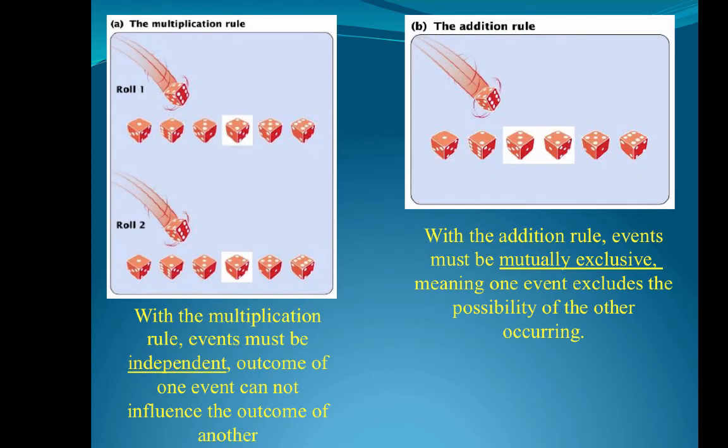To visualize these two rules a little better, the multiplication rule multiplies the probability of the events happening independently of one another, whereas the addition rule calculates the probability of two events that are mutually exclusive. And mutually exclusive, again, means that one event excludes the other from occurring.